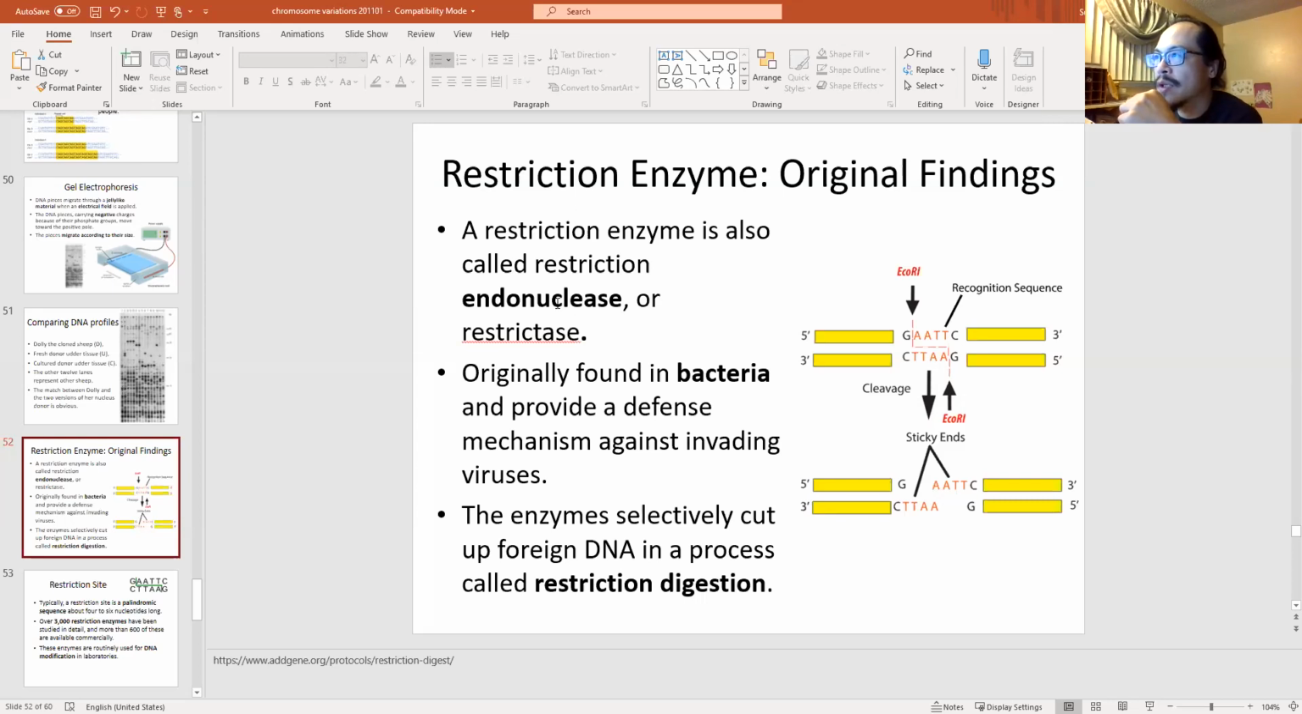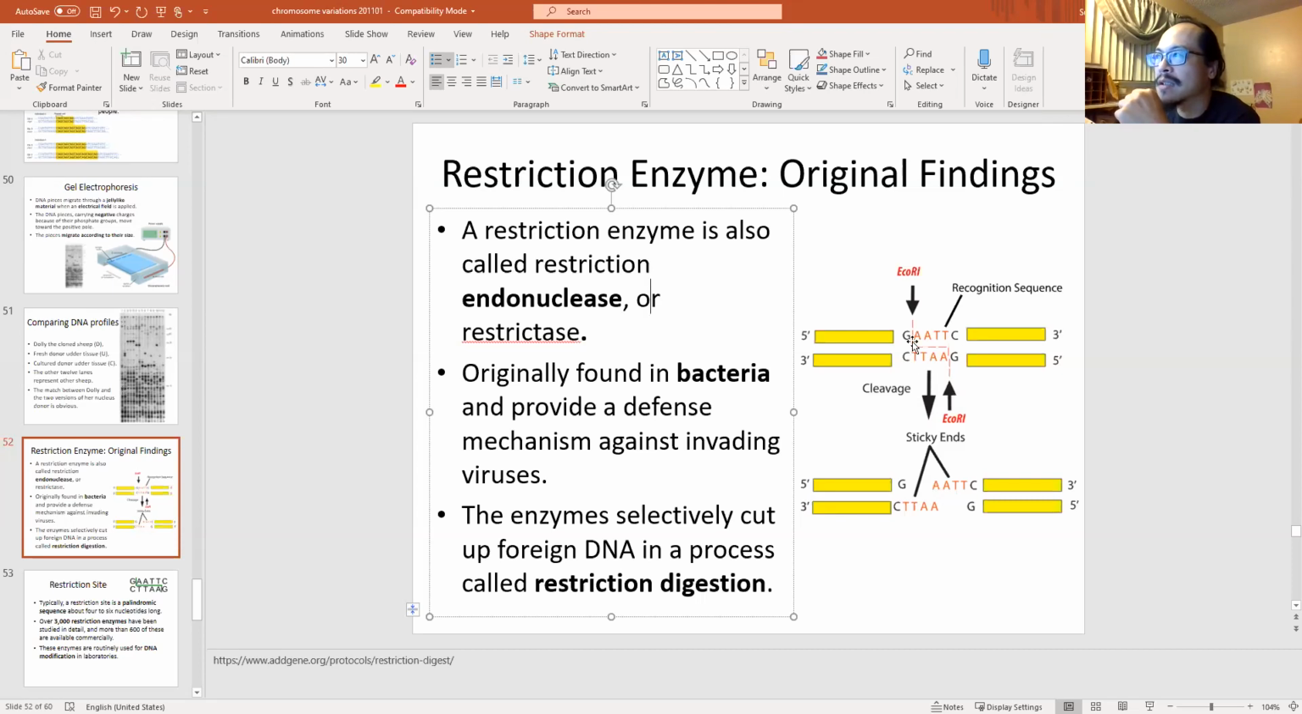Further, we also call it an endonuclease, which basically breaks down DNA. Originally found in bacteria, it digests the virus. For example, this is the E. coli restriction enzyme. They cut it, they cleave it, so they can break it. It has a specific recognition sequence. They recognize it and cut it.